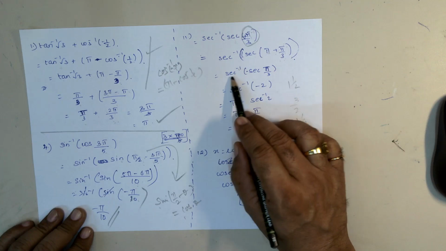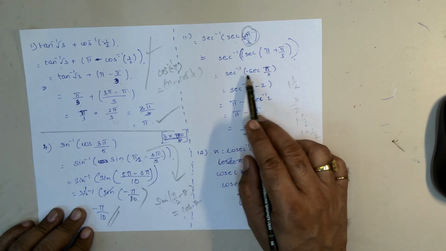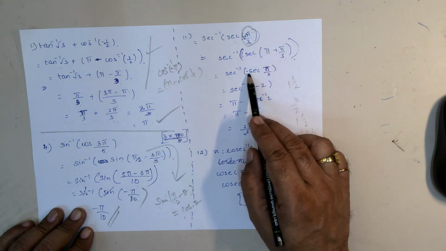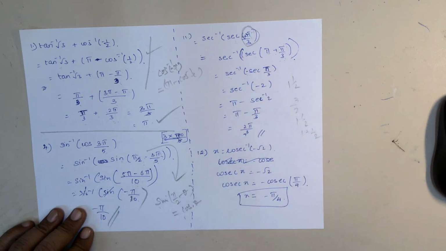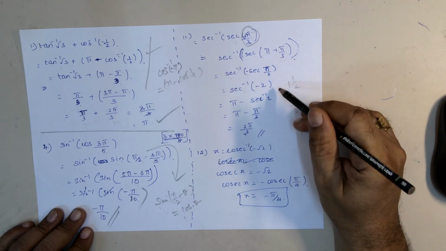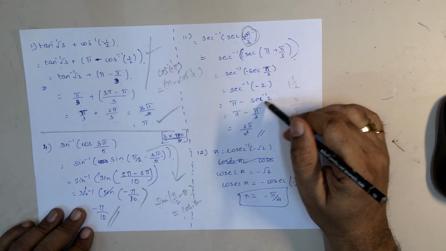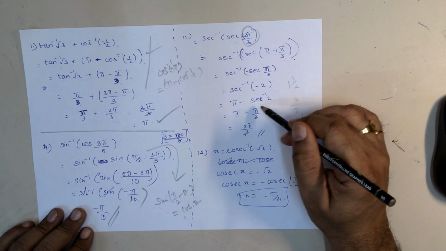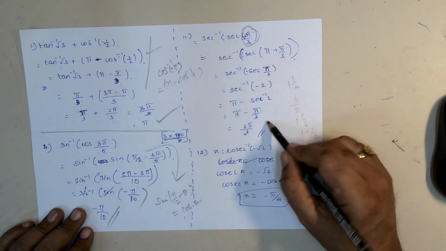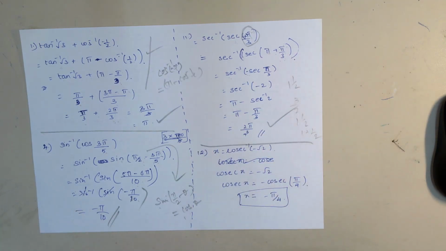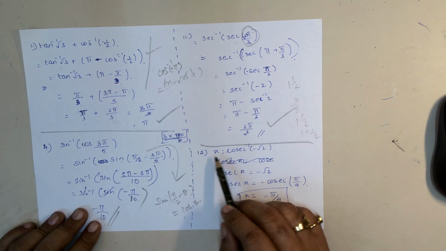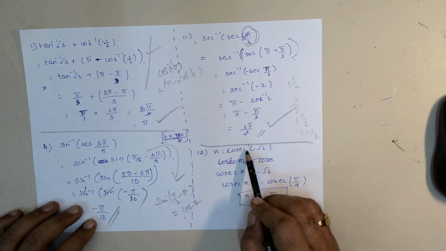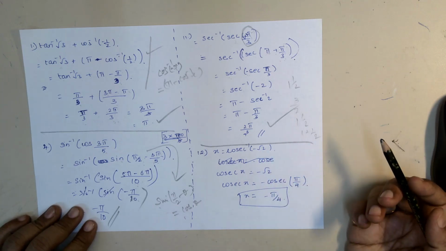Once you get secant inverse of secant of pi plus pi by 3, what about this one? Minus x is pi minus secant inverse of x. We are applying the formula. So pi minus pi by 3, that is 2 pi by 3. Very good.